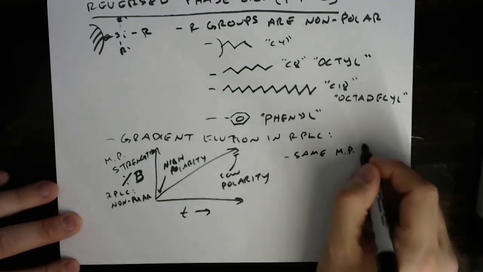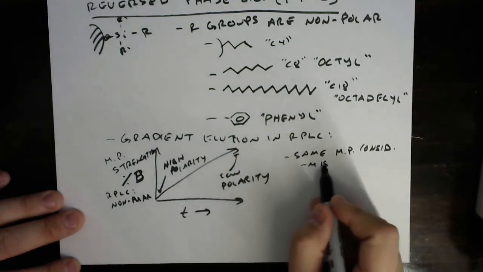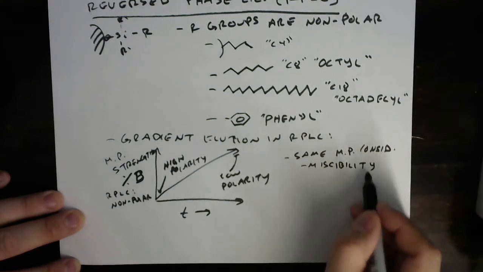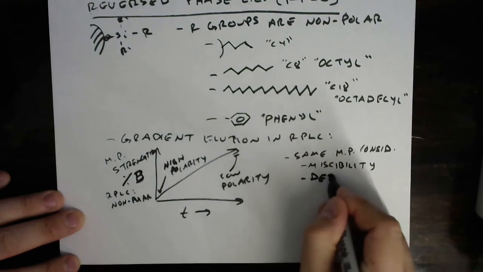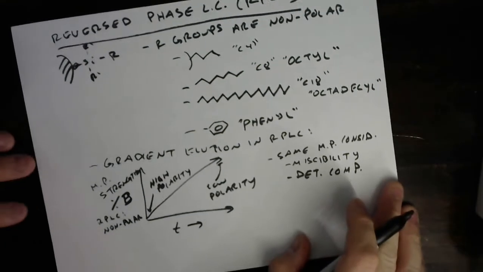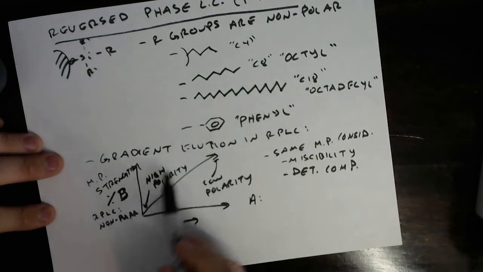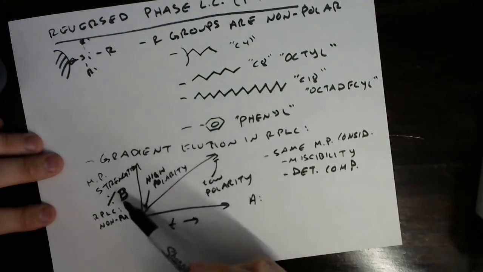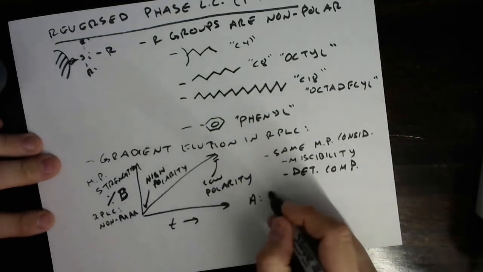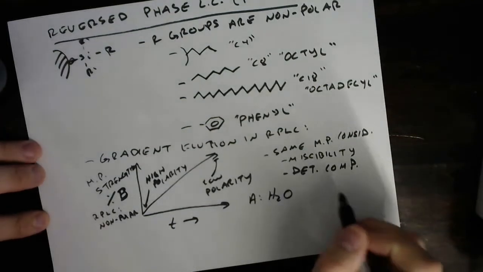We need to think about miscibility of A and B. We need to think about detector compatibility. And for those reasons, here are the real standards for doing this kind of work. So your standard A, that's what you're predominantly pumping when you're at a low percent B. You're essentially at 0% B, you're at 100% A. And the standard here would be an aqueous solvent of some sort, typically just straight up high purity water.